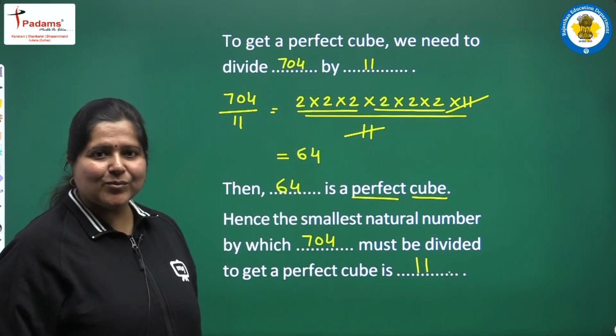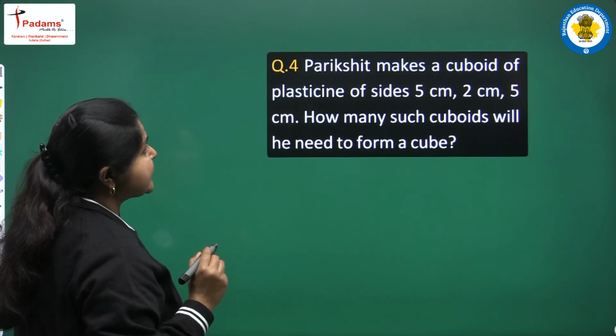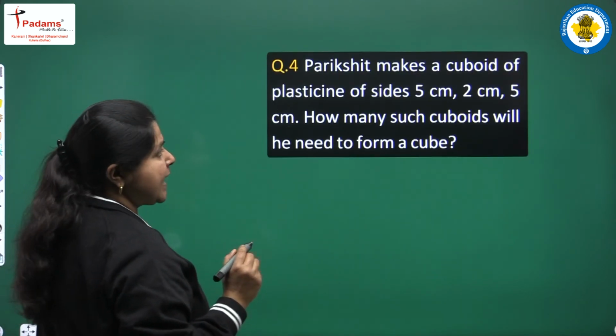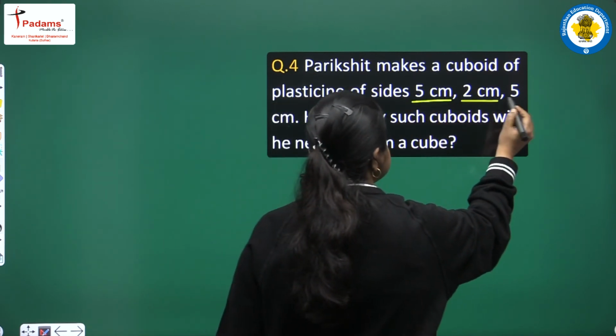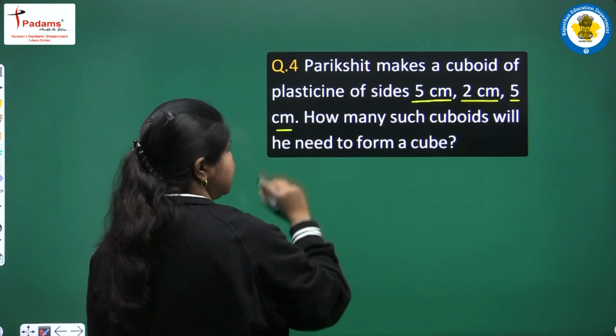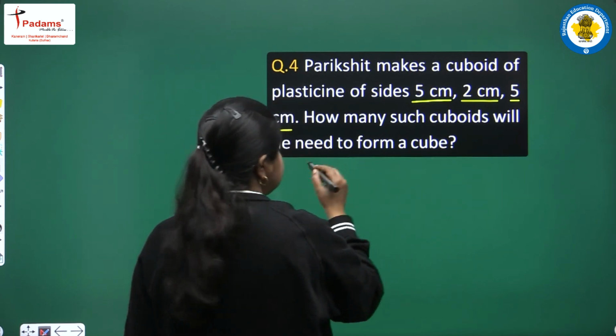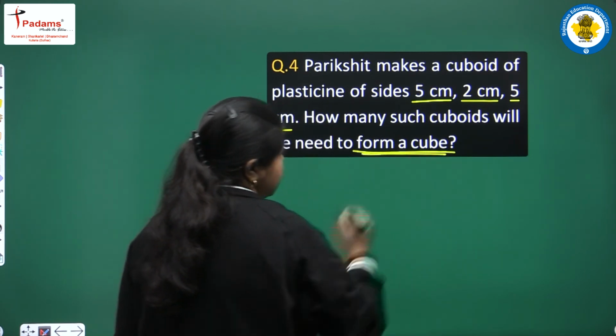Okay. Next we have question 4. Parikshit makes a cuboid of plasticine of sides 5 cm, 2 cm and 5 cm. How many such cuboids will he need to form a cube?